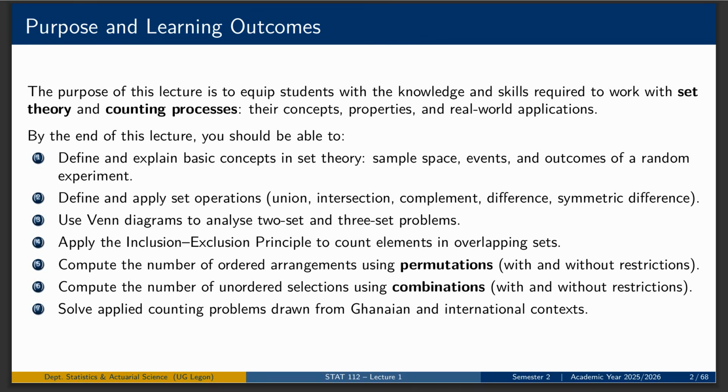We'll also be talking about the counting processes, which will involve, for example, permutations and combinations. So how do you select with and without restrictions when order matters, and when do you select with or without restrictions when order does not matter? And then we will solve some applied problems drawn from, let's say, Ghanaian and international contexts.